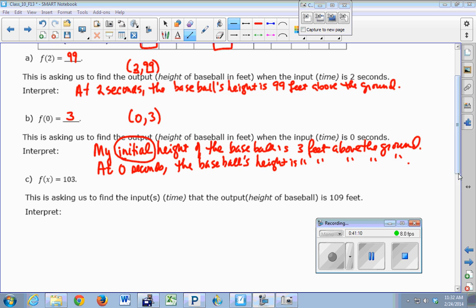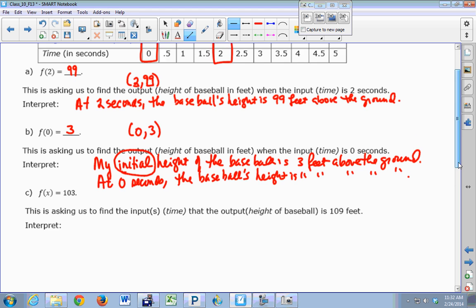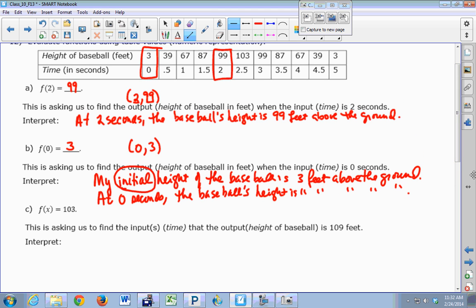Take a look at this. This one's a little different because it's not asking for our output. We know what our output is. The output is 103 feet above the ground. So it's asking you to find the input. How many seconds have passed?